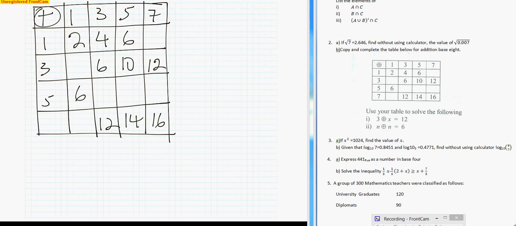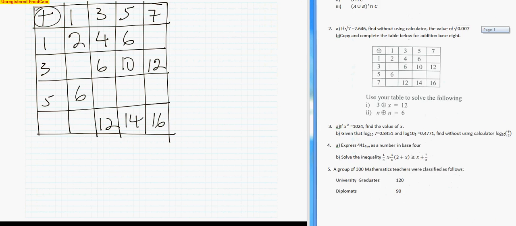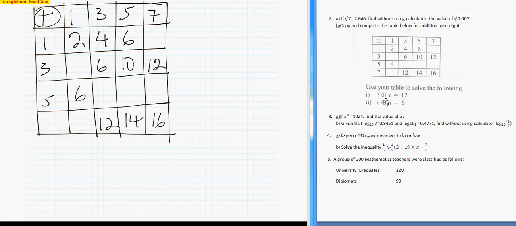Well, we are still on number bases, so let's take a look at July 2001. You can see here, and let's look at question 2. Question 2 says copy and complete the table below for addition base 8. So this is the table we want to do, addition base 8.